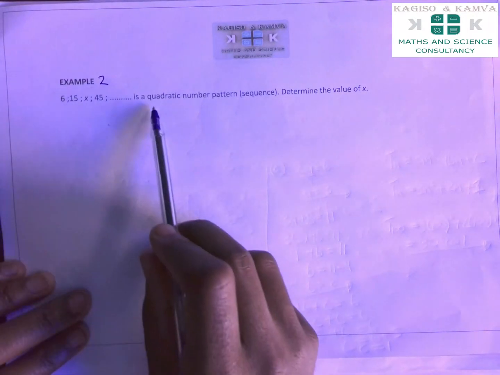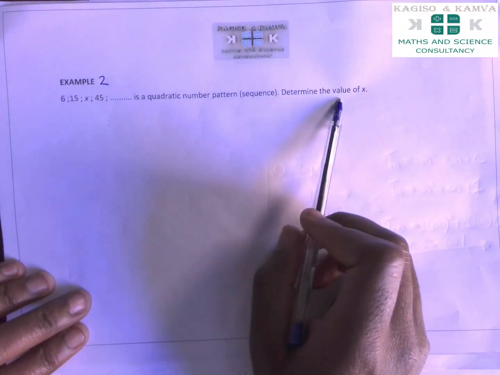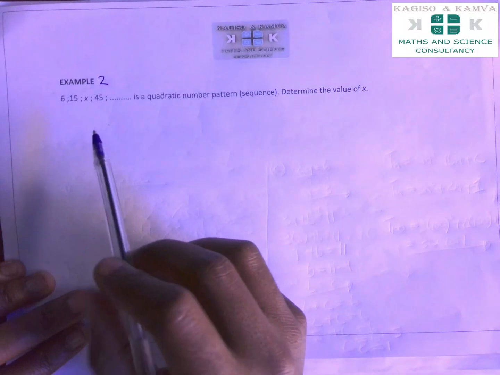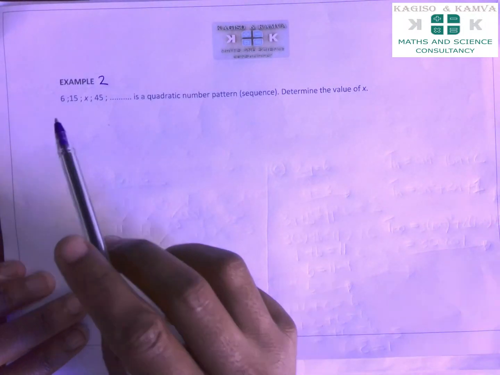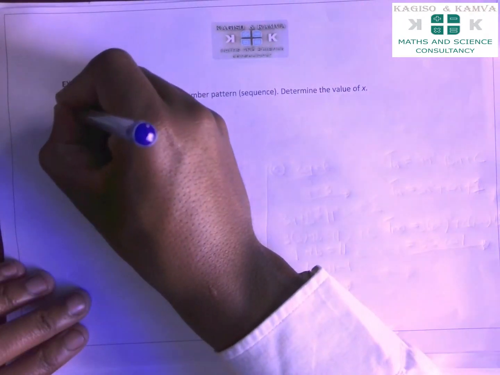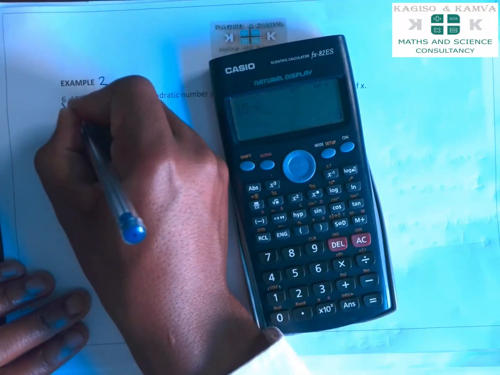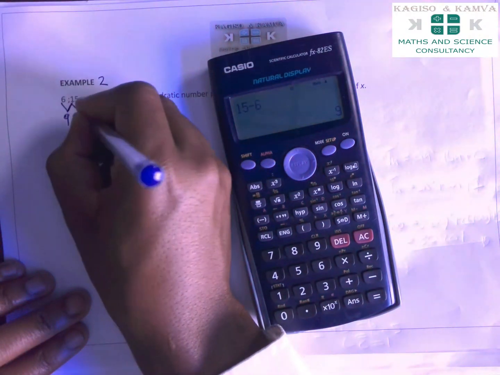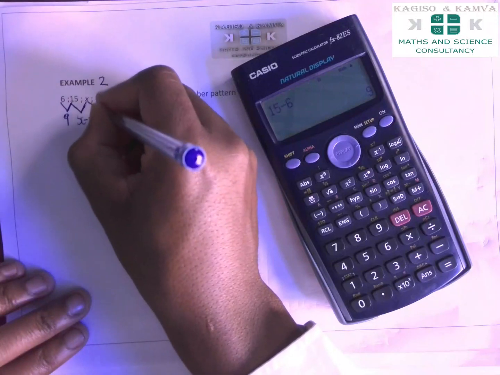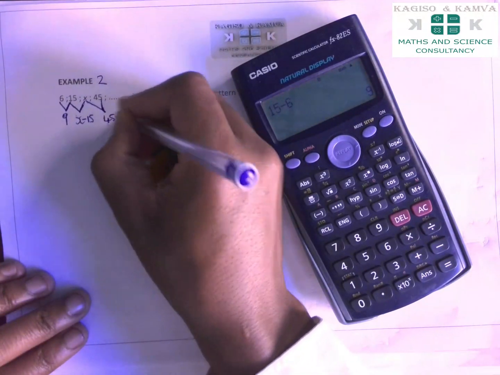Okay, so we have another example that we can do, which is example 2. Here we are told that 6, 15, x, 45 is a quadratic number pattern. Determine the value of x. So what we have to do is go up to the second difference. We're going to say 15 minus 6, which is 9. The second difference term there will be x minus 15, and the third one is going to be 45 minus x.